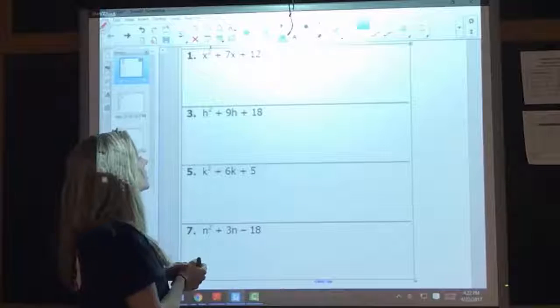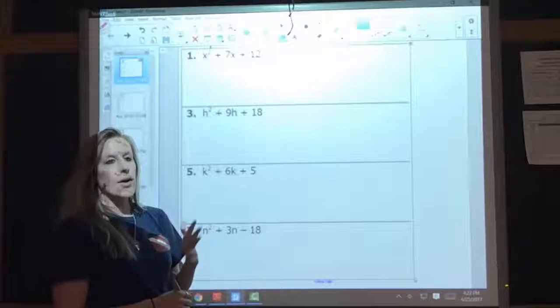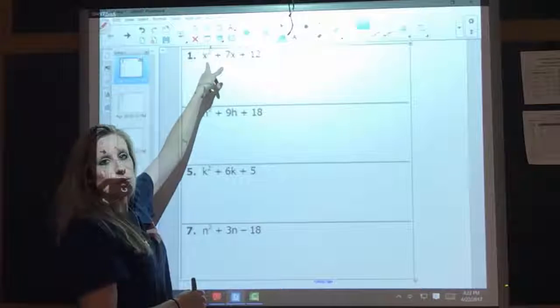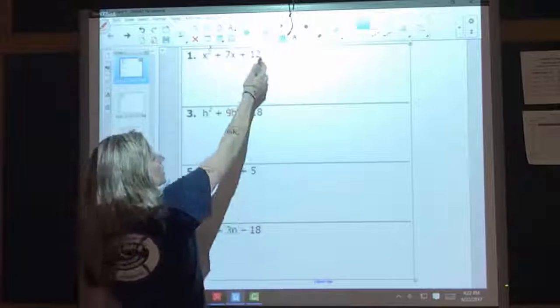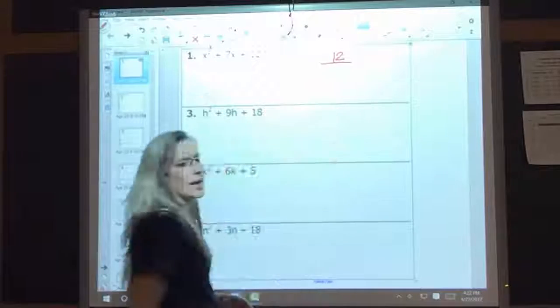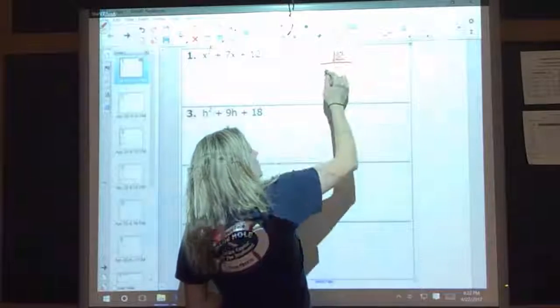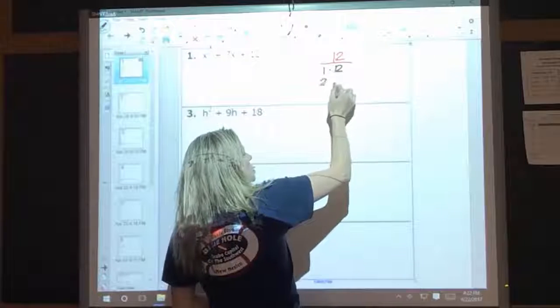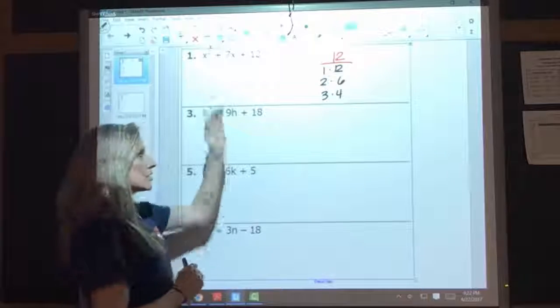So I'm going to start out with number one, x squared plus 7x plus 12. Now, if you don't have a number in front of x squared, it makes things a lot easier. Because all you have to do is take this last number, 12. You want to find the factors of 12. So 1 and 12, 2 and 6, 3 and 4, right?